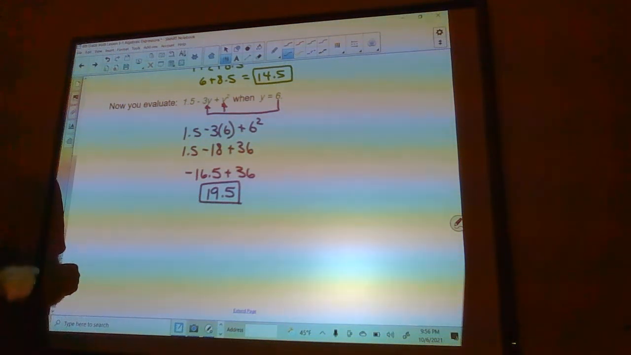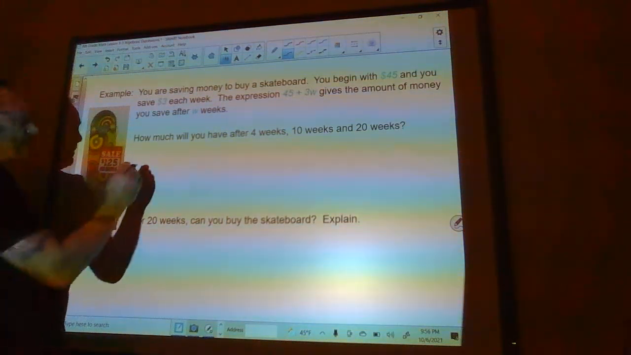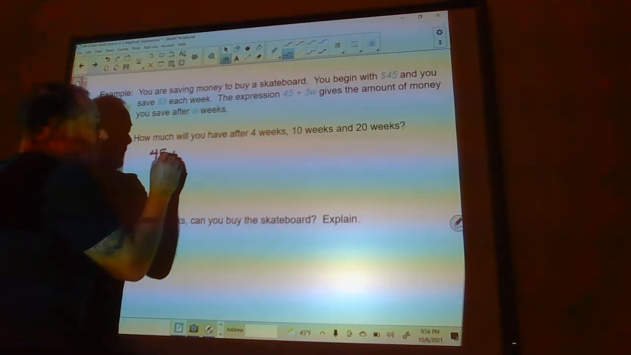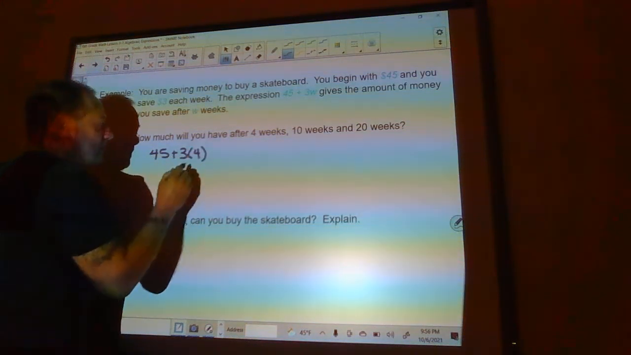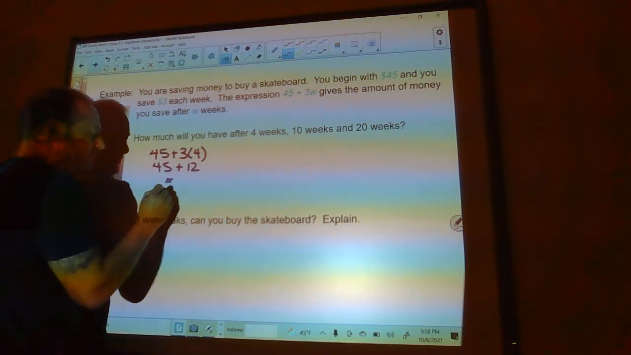Okay, so there you go. Let's check this problem out. You're saving money to buy a skateboard. You begin with $45 and you save $3 a week. The expression 45 plus 3W gives the amount of money you save after W weeks. How much money will you have after 4 weeks? Well, you'd have 45 plus 3 times 4, which would be 45 plus 12, which would be $57.